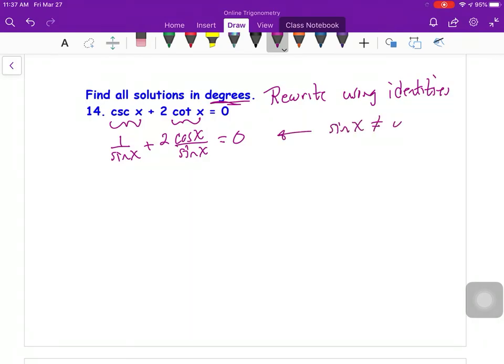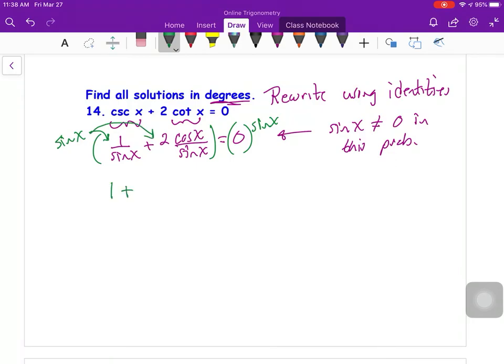And right now, we know sine of x cannot be 0 in this problem because it would be undefined. Since we know it cannot be 0, we can then multiply everything on both sides by sine of x. And that will make it a much simpler problem. When I multiply in this first one, I just get 1. The signs cancel. When I multiply in the second one, the signs cancel again. I have 2 cosine x. And on the right, 0 times sine is 0. It's now a much simpler problem. To isolate the cosine x, I'll subtract 1, divide by 2.